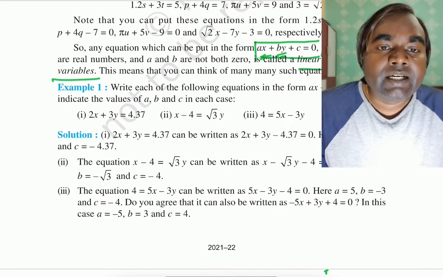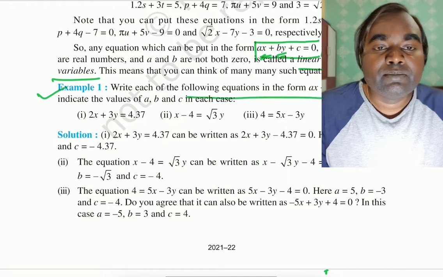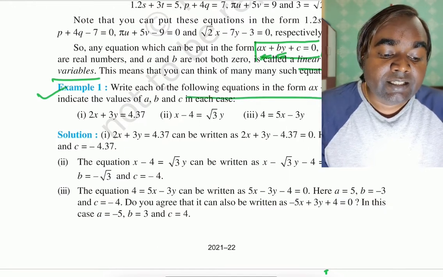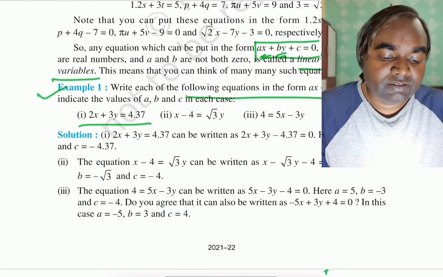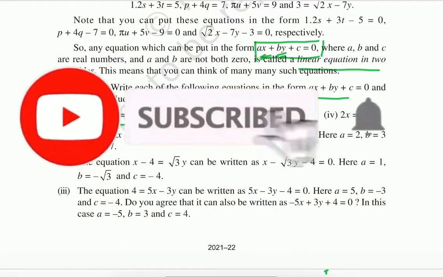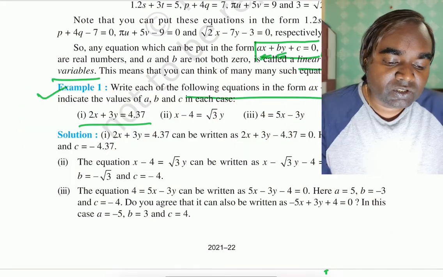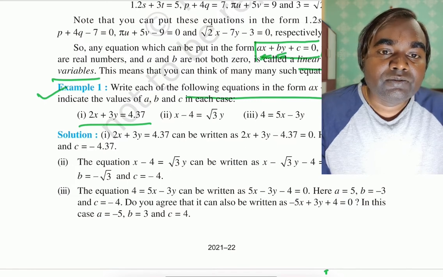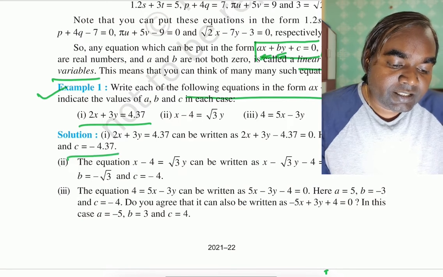So let us consider an example. Example number 1: write each of the following equations in the form ax plus by plus c is equal to 0 and indicate the values of a, b and c in each case. Let us take 2x plus 3y is equal to 4.37. In the form ax plus by plus c is equal to 0, c is equal to minus 4.37, a is 2 and b is 3.